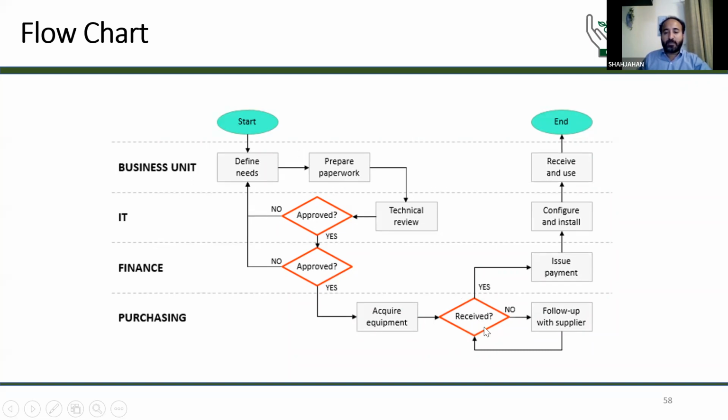See here, this is a diamond shape, meaning this is the decision: yes, received. Here this is the decision: yes, approved. So the equipment is now approved by finance, purchasing purchases, the item is received, then issue item, then configure and install, and then receive and use. So all the boxes are important, where we have to write which thing. This is the flow chart which we are using for the root cause.